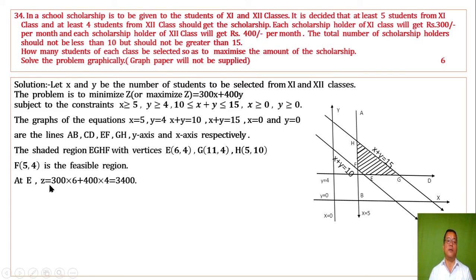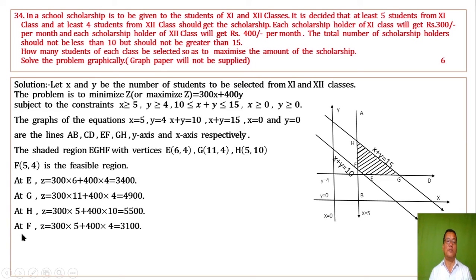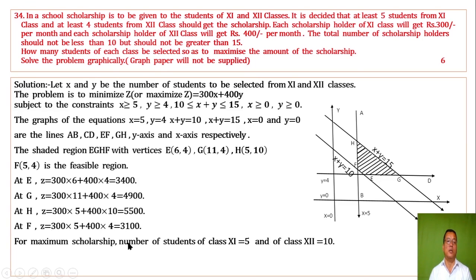At E the value of Z is this. At G the value of Z is this. At I the value of Z is this. At F the value of Z is this. For maximum scholarship, the number of students of class 11 is 5 and of class 12 is 10. That is the maximum scholarship.